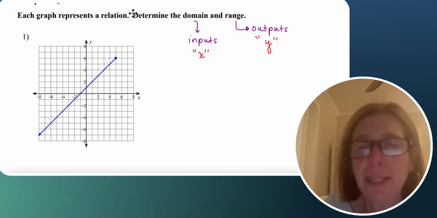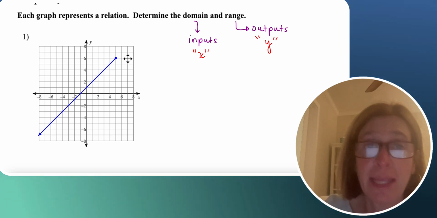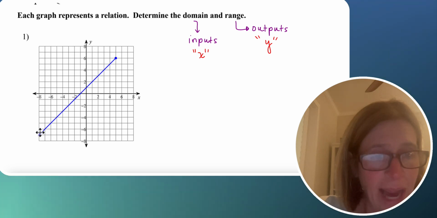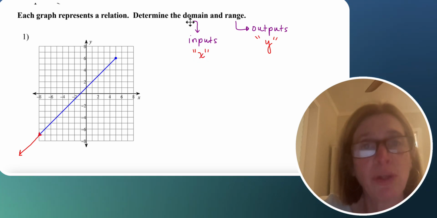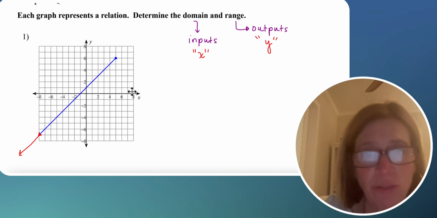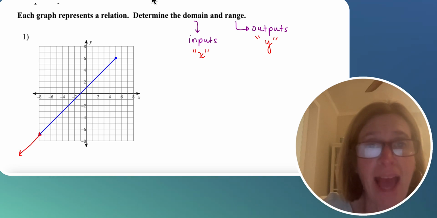Now, it can be a little tricky on a graph, okay? Because you have to look for very key things. So you always want to look at the ends of your graph. And I can see over here there's an arrow. That arrow is telling me that this is going on forever. So when I'm looking for the domain, I'm looking at the inputs. I'm looking specifically at the ordered pairs, the x values that it would have in its ordered pairs. So I want to look along the x-axis.